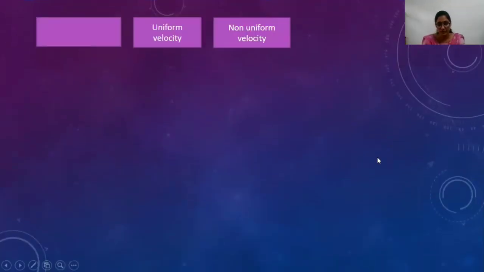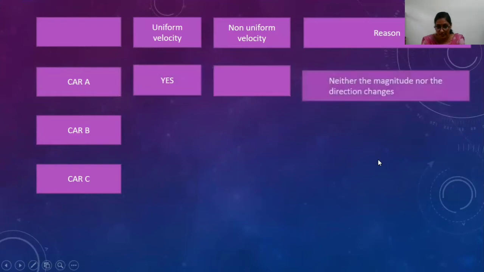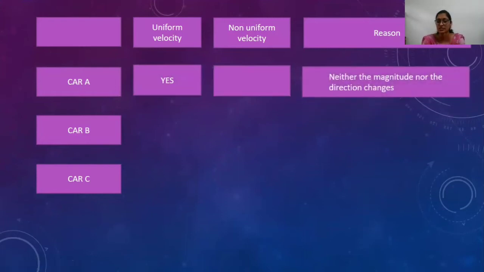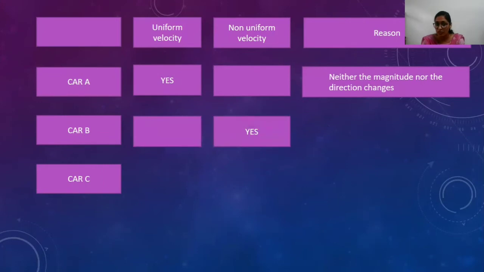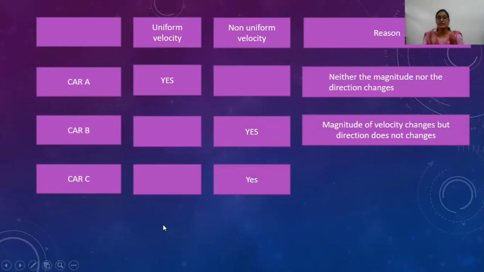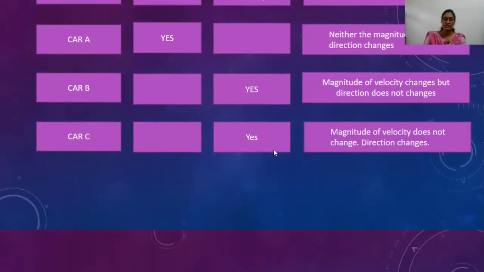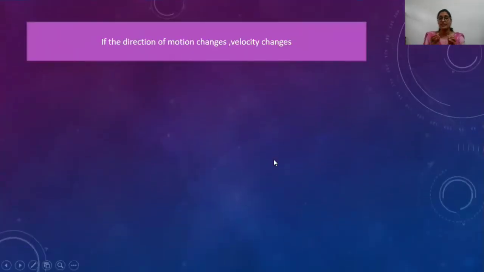So we can conclude this when we analyze the table. Car A has uniform velocity. The reason was that neither the magnitude nor the direction changes. Car B has non-uniform velocity because the magnitude of velocity changes, but the direction does not change. Car C has non-uniform velocity because the magnitude of velocity doesn't change, but the direction changes. So we can conclude that if the direction of motion changes, velocity changes.